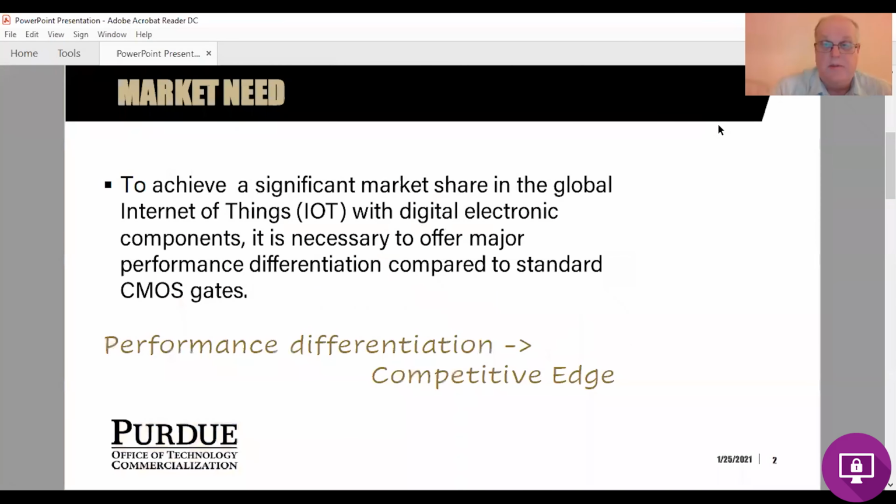There are a growing number of devices that are part of the IoT, and the large market for these IoT devices represents an opportunity to participate in that growth. To achieve a significant market share in the global Internet of Things with electronic components, it's necessary to offer major performance differentiation compared to your competitor. In our case, compared to standard CMOS. So again, we're after that elusive competitive edge.